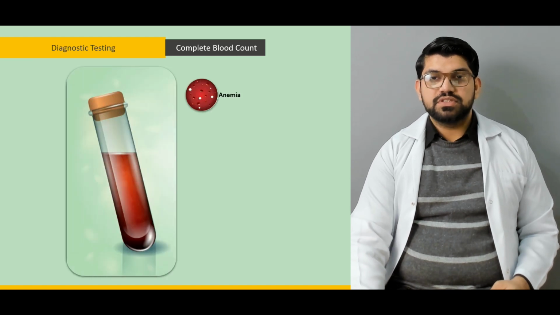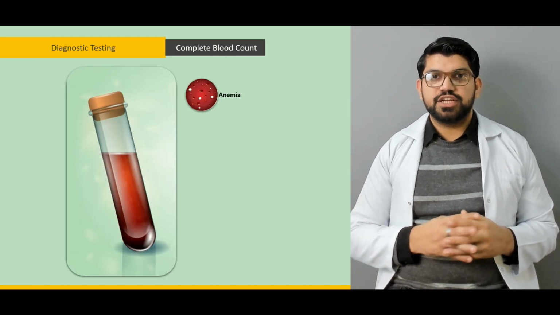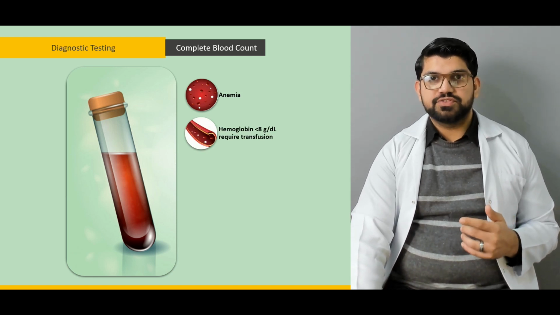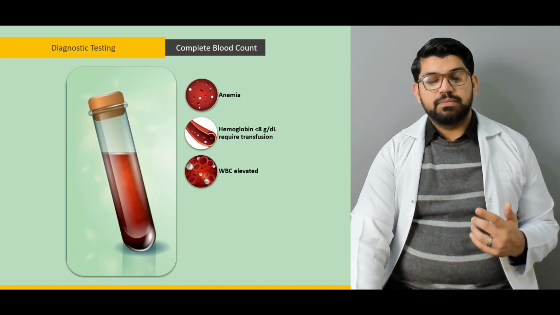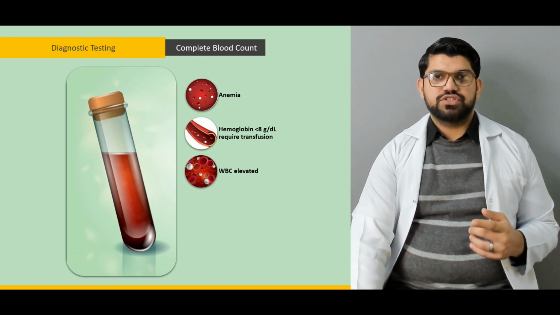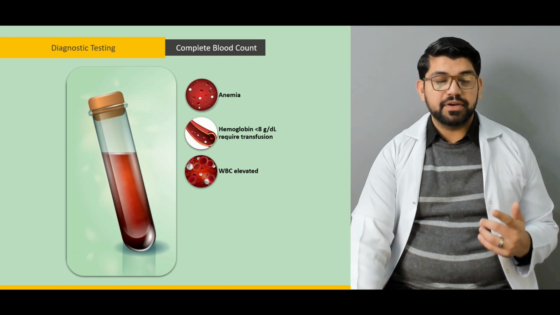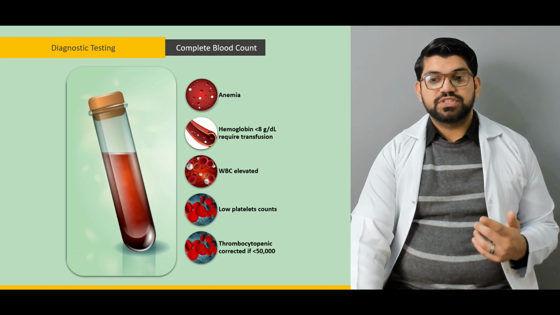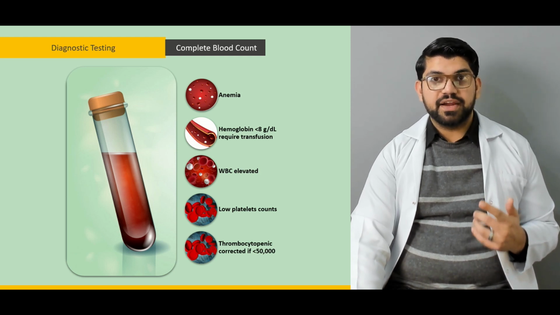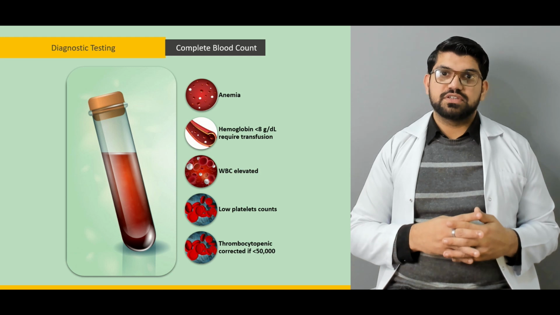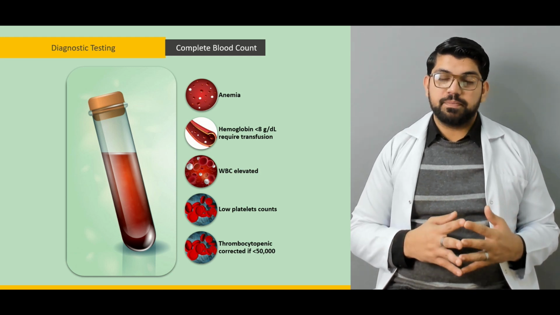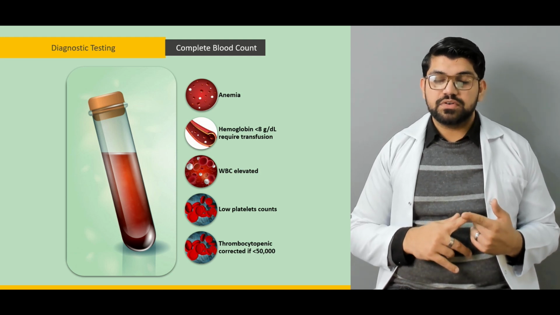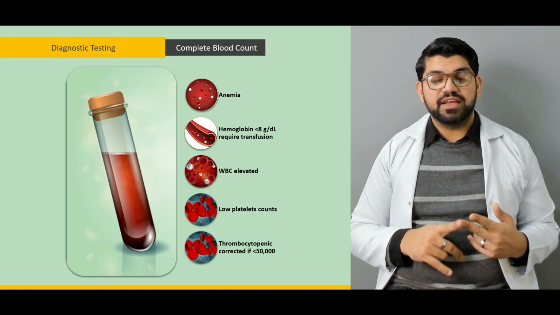So complete blood count: look for anemia, decreased HB. Hemoglobin less than 8 needs blood transfusion. Elevated WBC count, signs of infection, inflammatory process, more common in inflammatory bowel disease. Low platelet counts, thrombocytopenia, that's platelets less than 50,000. What to do with a patient with platelets less than 50,000? Transfuse platelets. If you don't, the patient might be bleeding again and again.